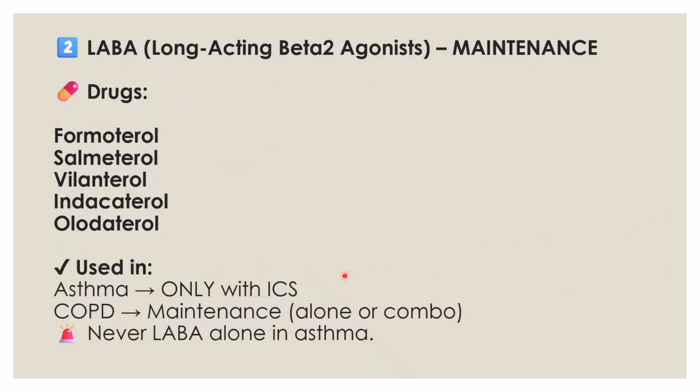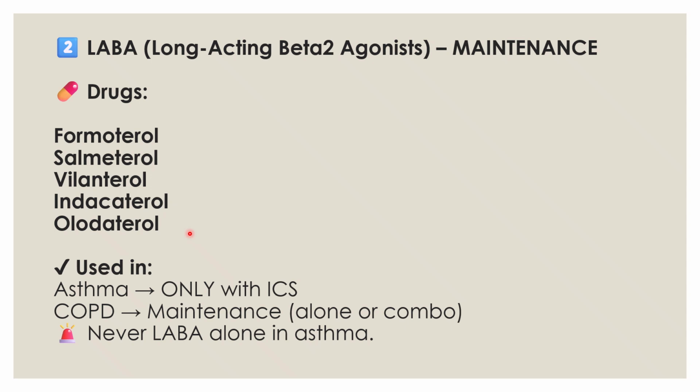After that, the second category is LABA. What is LABA? Long-acting beta-2 agonists. It is used for maintenance. SABA was used for rescue, LABA is used for maintenance. The drugs under LABA are formoterol, salmeterol, vilanterol, indacaterol, olodaterol.